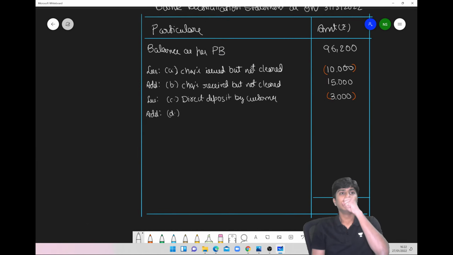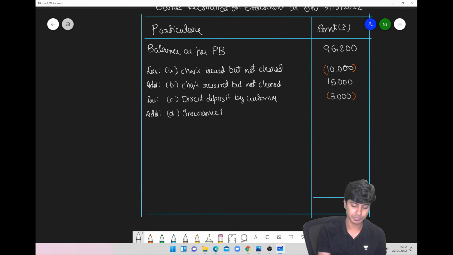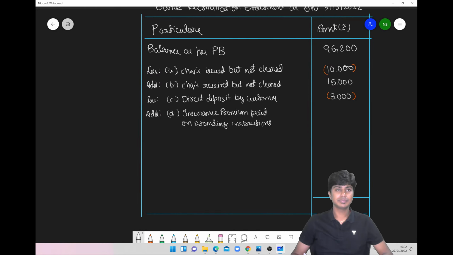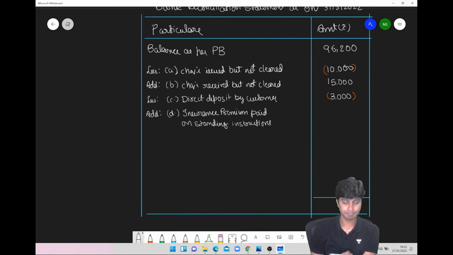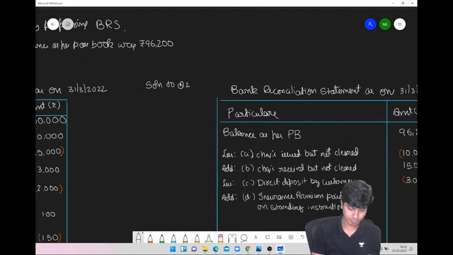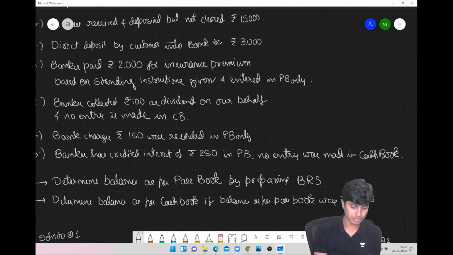This is adjustment D. Insurance premium paid on standing instructions, 2,000, based on the standing instructions that we gave to the banker. Is this to the extent of rupees 3,000? No. This amount is 2,000.